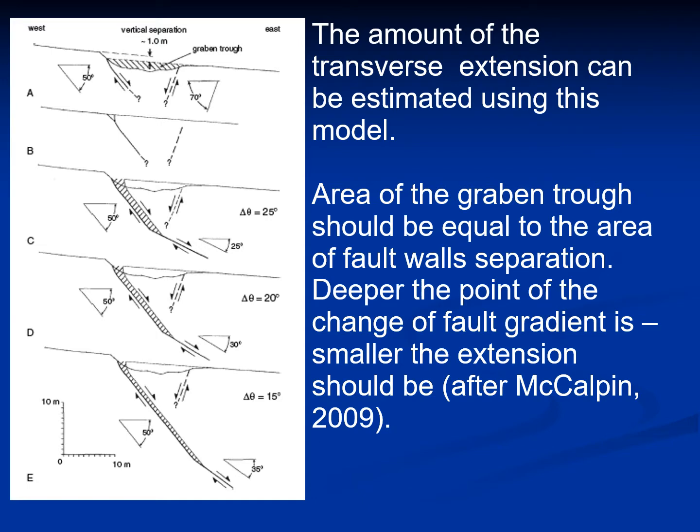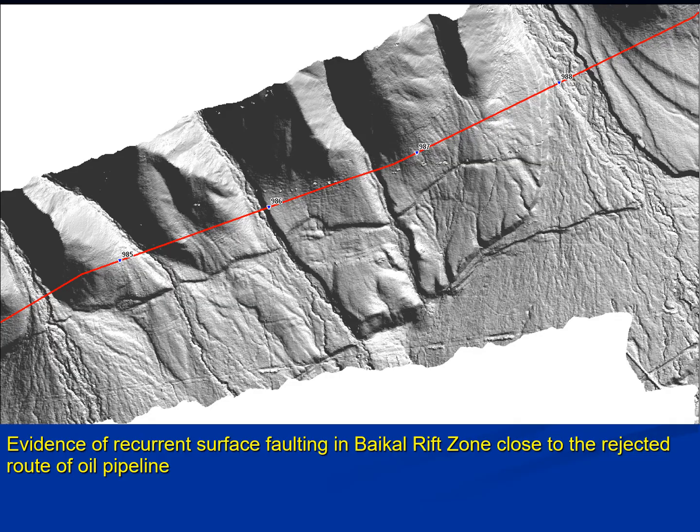This site, which was shown before, is interesting because the amount of transverse extension can be estimated using such model. Area of the graben should be equal to the area of fault wall separation. Deeper the point of the change of fault gradient is, smaller the extension should be. It is data from McCalpin's paleoseismology.